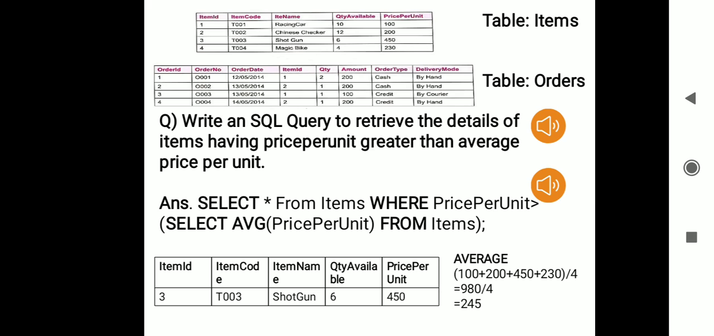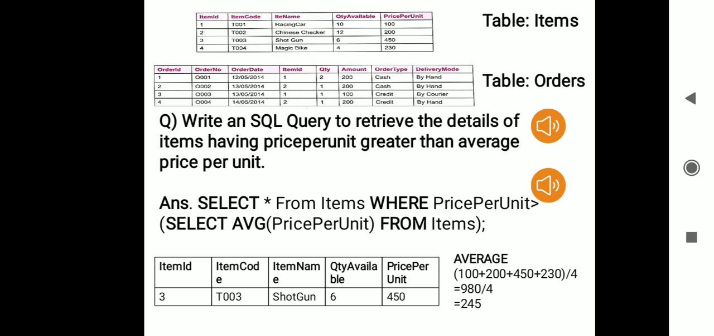Now check the bottom right corner of the slide. You can see how I calculated the average price per unit from the table called items. Now in the table items, see the price per unit column. There are 4 entries: 100, 200, 450 and 230. Just add up all these.